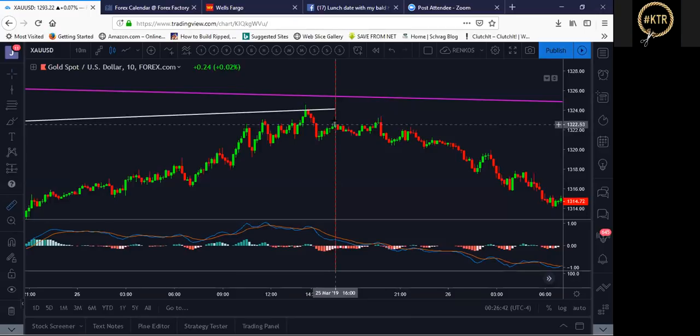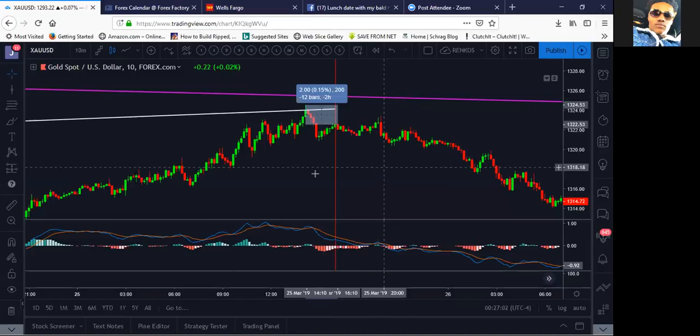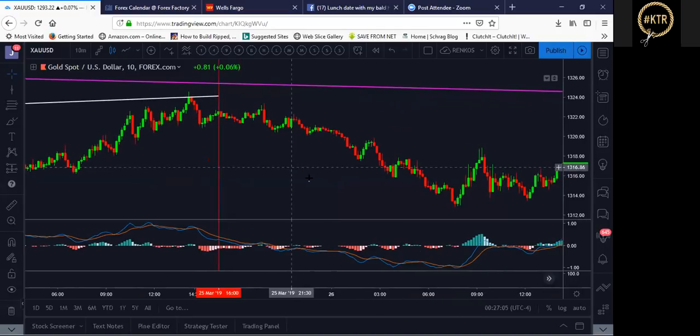Here's my entry. Wait a second. This is my stop loss. Not familiar how that works, but this is my stop loss. Eric, how many pips is that? 20? Because gold is done differently. Yeah, that's 20 pips. Appreciate you, Robert. So 20 pips stop loss.